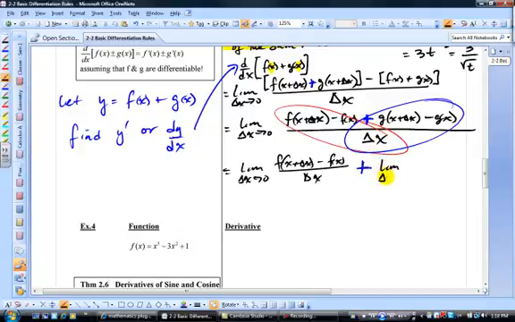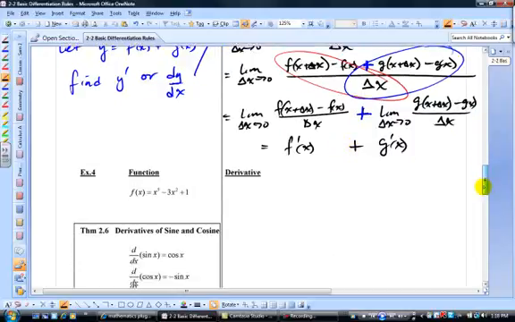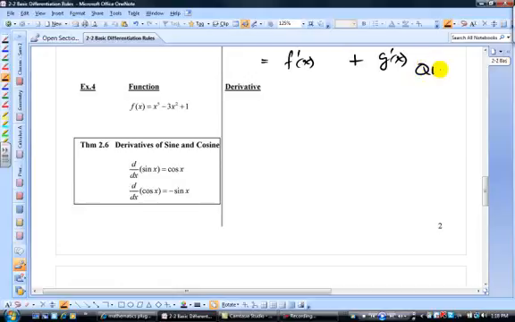The limit as delta x approaches 0 of my g's, so g of x plus delta x minus g of x, divided by delta x. And notice that these are both limit definitions of the derivative, so this is equal to f prime plus g prime. So the derivative of a sum equals the sum of the derivatives. One more time, the derivative of the sum equals the sum of the two derivatives. Piece of cake. QED. All right, quod erat demonstrandum, that which was to be demonstrated.